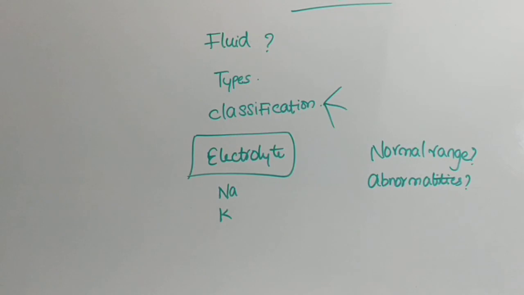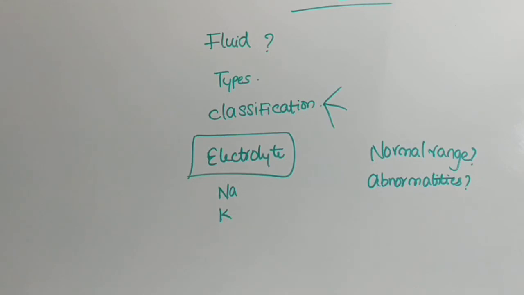Okay. And there were some things regarding hypercalcemia and hypocalcemia. Means the calcium range, if it reduces below the normal range, will be considered as hypocalcemia, and if it exceeds, it is considered as hypercalcemia. Okay, these were the things regarding this electrolyte balance. The most important things regarding fluid and electrolyte imbalance were covered in this session.